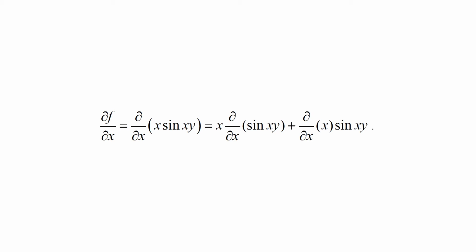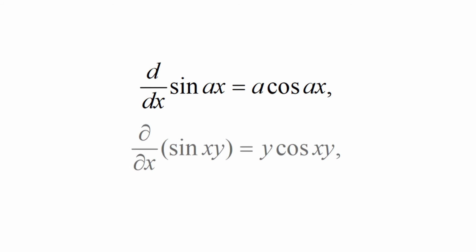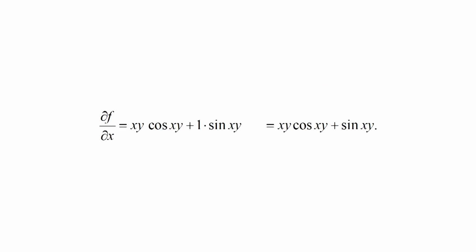Note that on the right hand side of the above equation, the partial derivative operator ∂/∂x has the role of ordinary derivative operator d/dx. Using the known formula d/dx of sin ax is equal to a cos ax, here treating y as constant, we have ∂/∂x of sin xy is equal to y times cos xy. So, the above gives ∂f/∂x is equal to xy times cos xy plus 1 times sin xy, which is equal to xy cos xy plus sin xy.